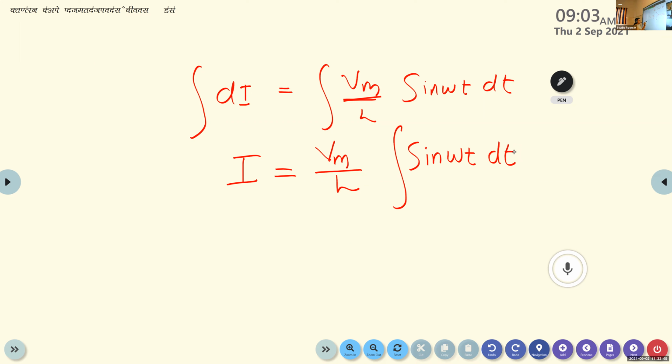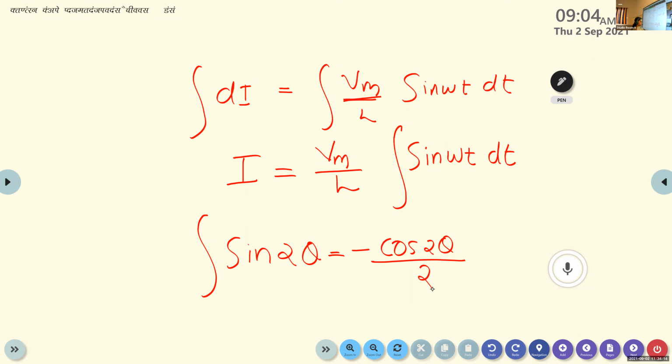Again, in mathematics, we study an equation for integral sin 2θ. What is integral sin 2θ? Those who are taking the mathematics subject, try to say integral sin 2θ. Minus cos 2θ by 2. Minus cos 2θ divided by 2. Right. Similarly, here instead of this phase angle 2θ, we have the phase angle ωt.